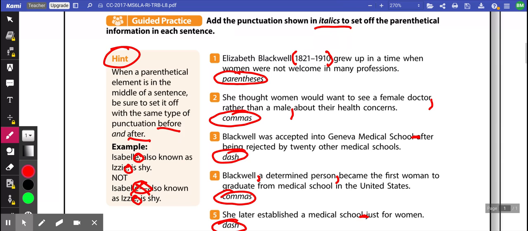Okay? Well, that is our very first step into overview of parenthetical expressions and parenthetical elements. So remember, parenthetical elements means that we could cut it out of the sentence, and we use commas, parentheses, and dashes to make sure we separate that out from our sentence.